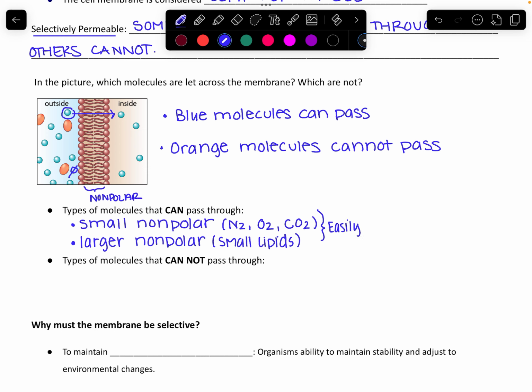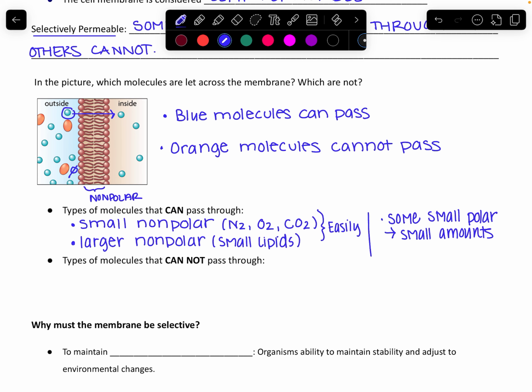Things that can pass but have a lot of difficulty doing so would be some small polar molecules. I like to think of water as an example. It can pass, but it passes too slowly to actually support life. So really small amounts of these can squeeze through here and there, but not too much. Typically they need a little bit of help.